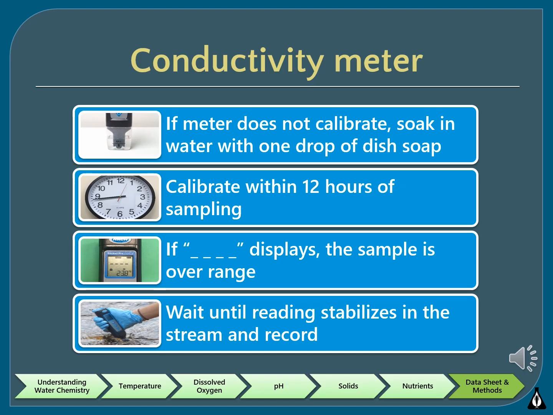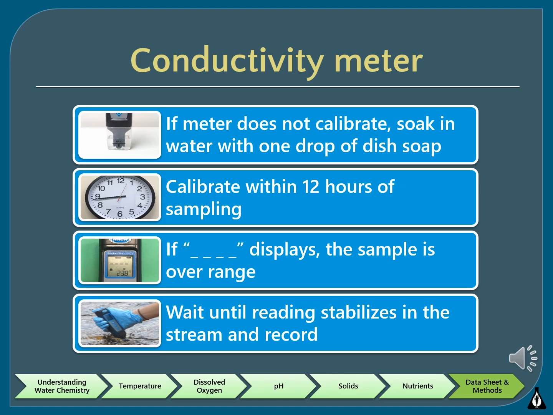You're going to want to take the conductivity reading directly from the stream, but don't submerge the meter over the cap line. Wait until the reading has stabilized before recording the measurement. If you get conductivity measurements above 1600, or honestly even above 1000 microsiemens per centimeter, it can be kind of concerning. So make a note of it and definitely reach out to program staff so that we can maybe check out and see what's going on with your stream.